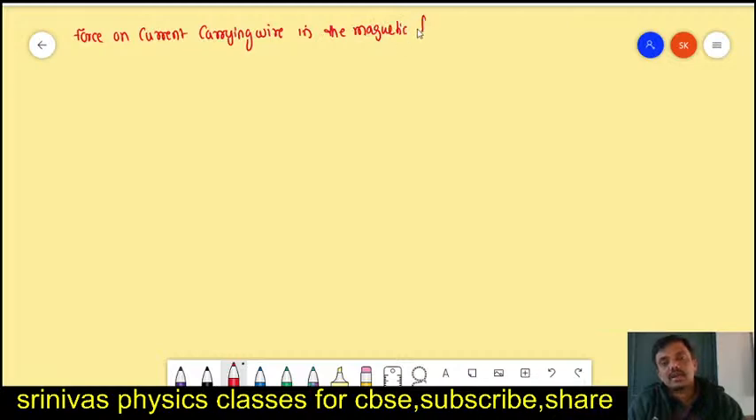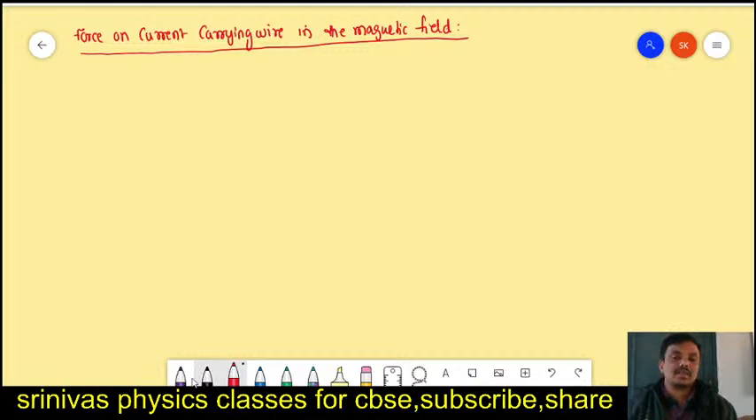Force on a current carrying wire in the magnetic field. If we place any current carrying wire in the magnetic field, a force will act on that wire. On what factors does that force depend? For example, this is a current carrying wire, and this current carrying wire is placed in the magnetic field.